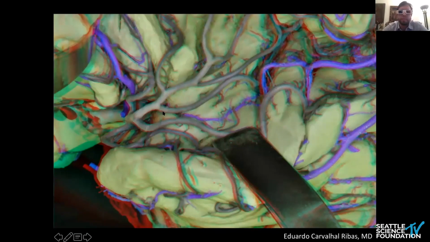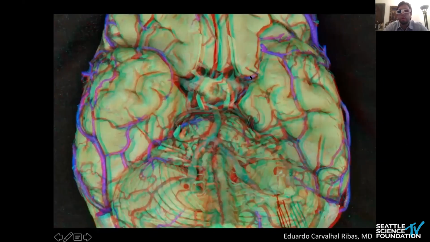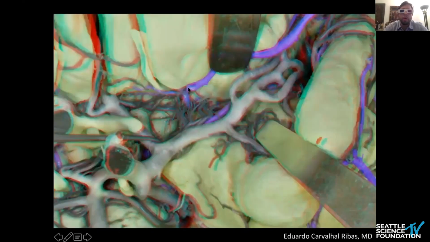For the deep drainage of the brain, we'll have the one that starts with the deep Sylvian vein. The deep Sylvian vein will bend medially over the limen insulae, will continue medially, where it joins the anterior cerebral vein to originate the basal vein of Rosenthal. So the basal vein of Rosenthal is the connection. It's originated by the deep Sylvian vein and the anterior cerebral vein.